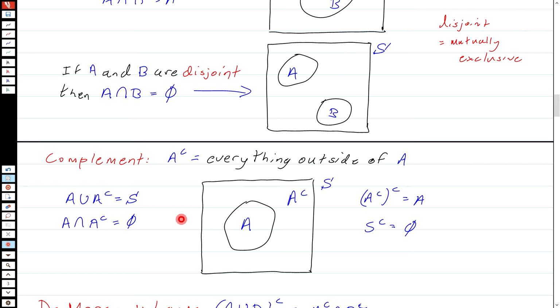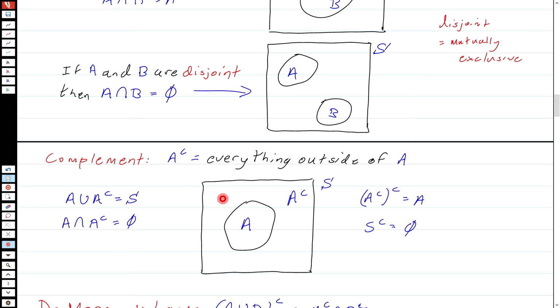Another operator is the complement, and I'm going to write this as a little superscript C. You'll see complements written in various textbooks in quite a number of different ways. Sometimes a bar over the top of the event, sometimes it's a star, but we're going to use a C here. Basically, the complement of A is everything outside of A. So A, it could be this region here in the sample space. A complement then is everything outside of it.